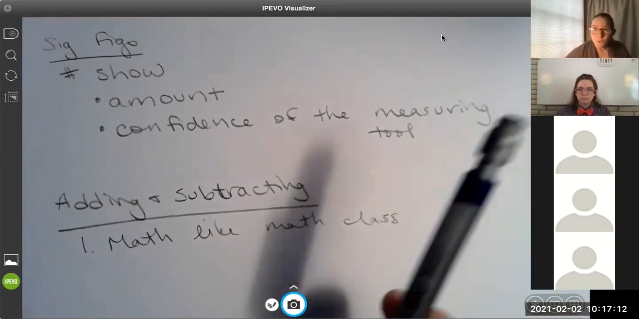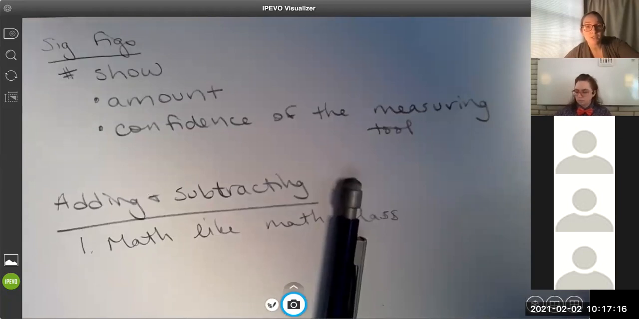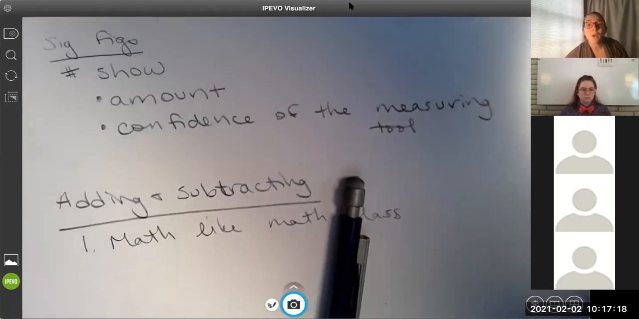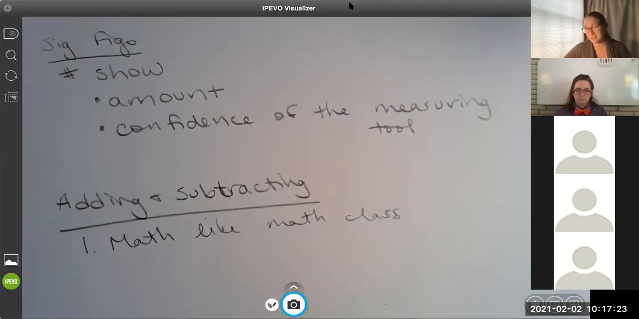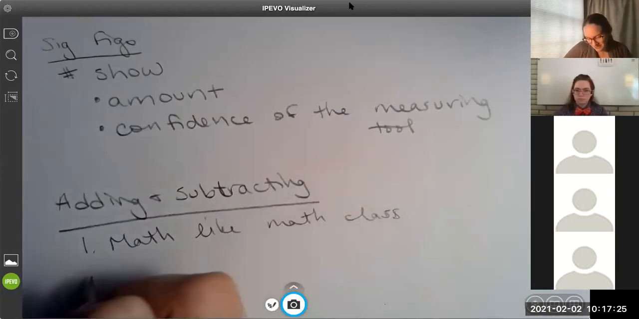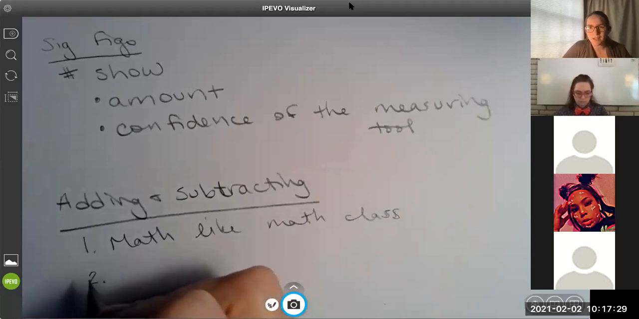Step two is where we get to the Sig Fig bit, where we're going to round to show the amount of confidence in our answer. And feel free to drop in if you have questions about anything.